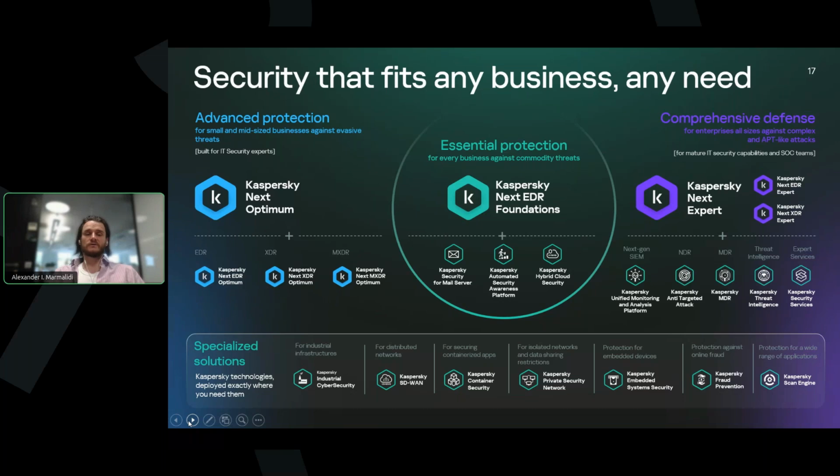And as you can see, with specialized solutions, we offer SD-WAN for distributed networks. We are offering container security to secure images and containerized apps. There's embedded system security. There's Kaspersky for prevention to secure applications and web pages of enterprises like financial organizations or retail. So we have security for any business, and this is one of our main and key differentiators, the completeness of our portfolio and the depth of our products.